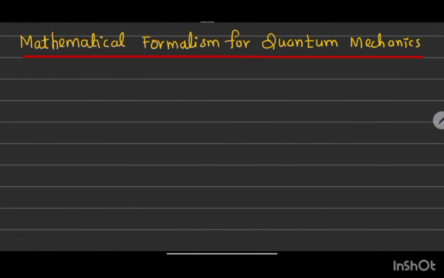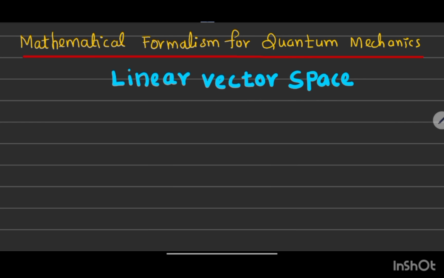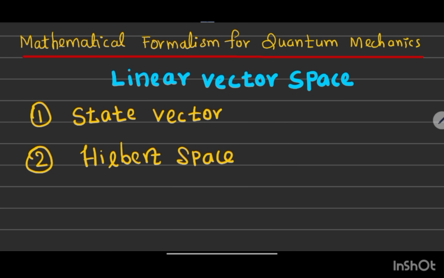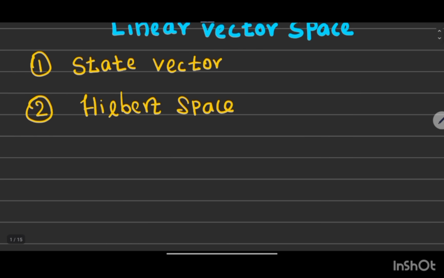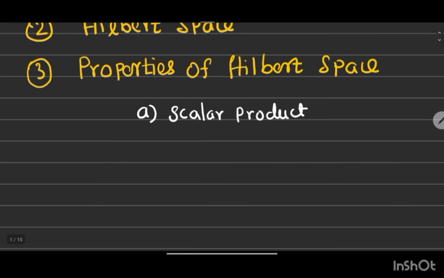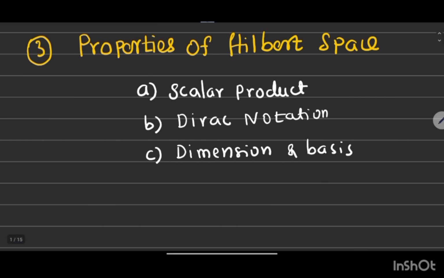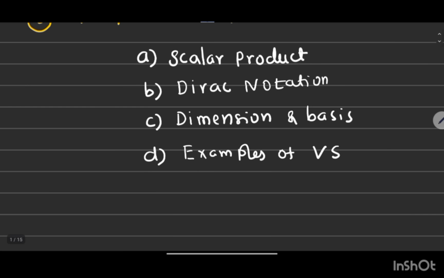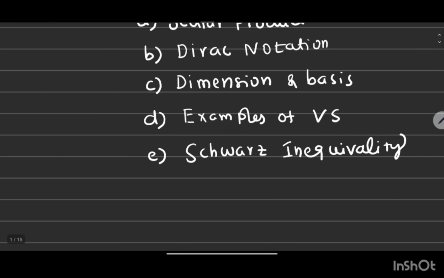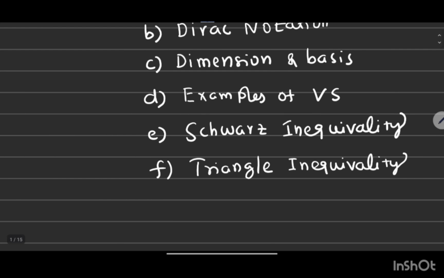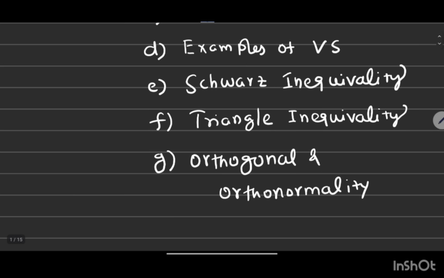Let's get started. As the first lecture of this series, under the heading of Mathematical Formalism for Quantum Mechanics, today we are going to discuss the linear vector space. At first, I will be discussing the state vector representation of a quantum mechanical system in linear vector space, and then the idea of Hilbert space and some properties of Hilbert space such as the scalar product of state vectors and the idea of Dirac notations, and the dimension and basis of vector space, and examples of linear vector space, and inequalities such as Schwarz and triangle inequalities, and then the ideas of orthogonality and orthonormality of state vectors will be discussed.